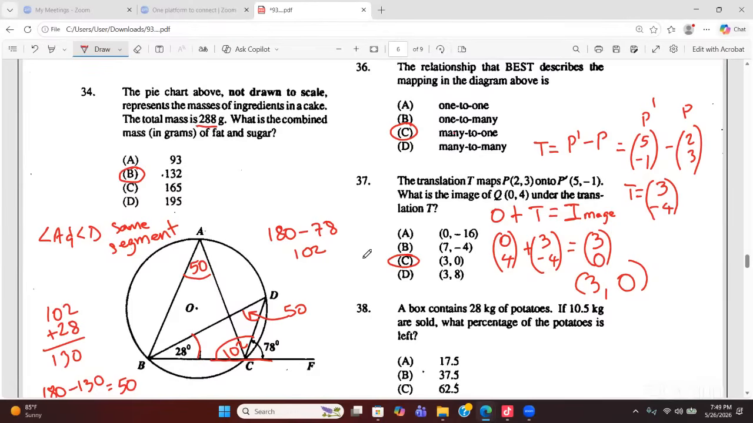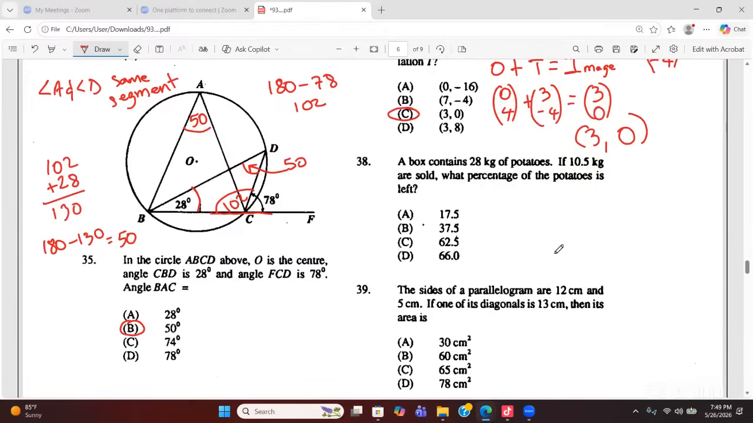So you find the translation, and then you realize that you're using it on another object to find the image. All right, there we go. 3, 0. That is C. Let's keep going. For this question now, you're going to have to work out your skills.